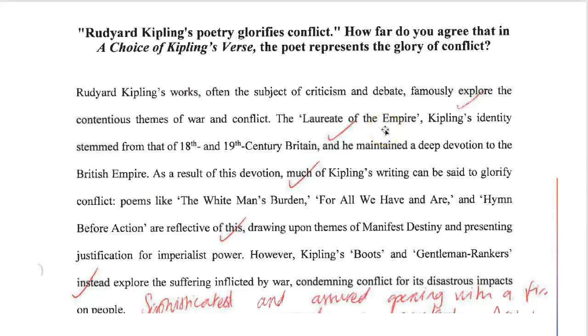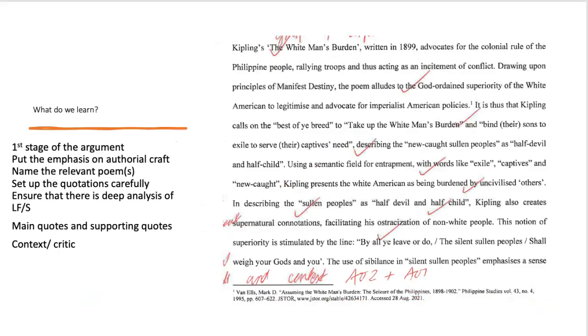This one we've seen before. Rudyard Kipling's poetry glorifies conflict. How far do you agree that in a choice of Kipling's verse, the poet represents the glory of the conflict? Again, having an absolutely strong statement allows her to change and to qualify that, okay? Let's have a look then at how this happens, okay?